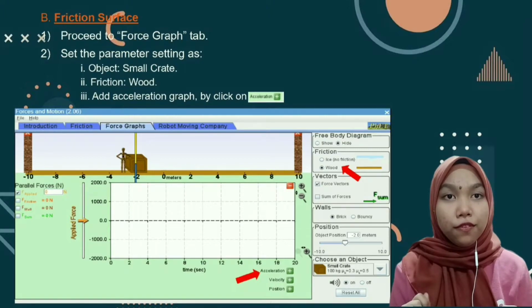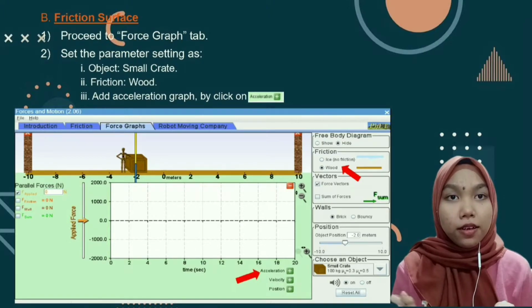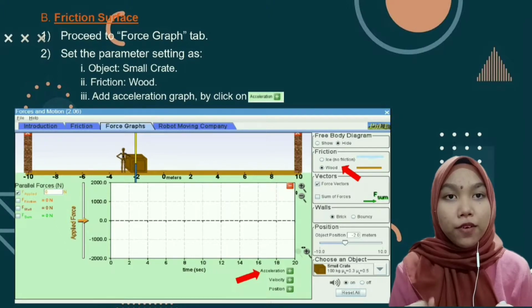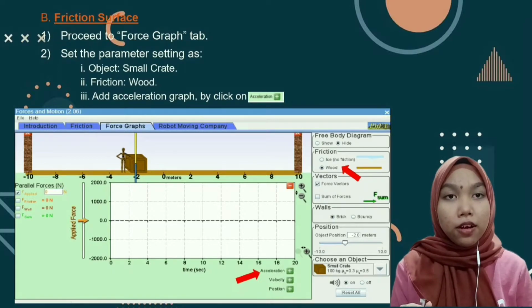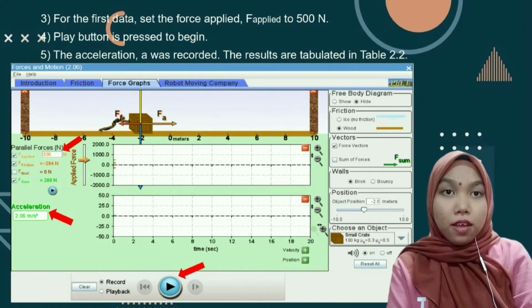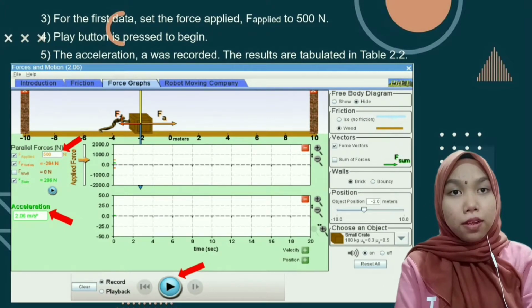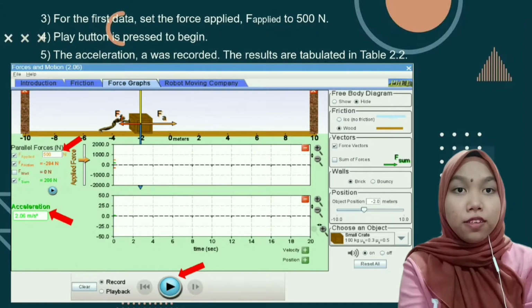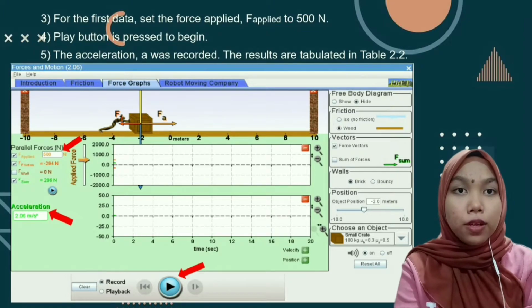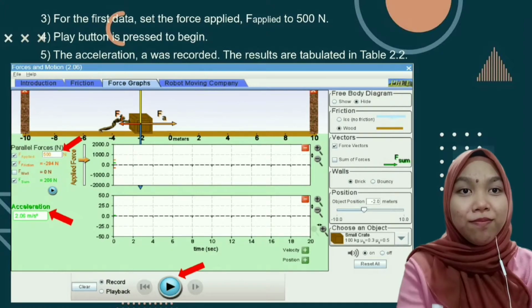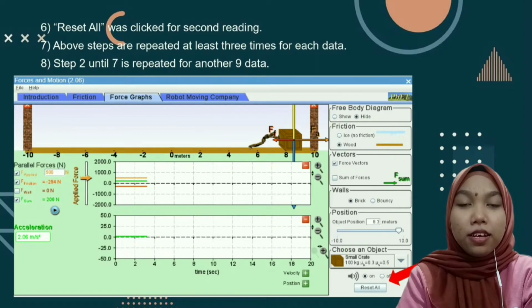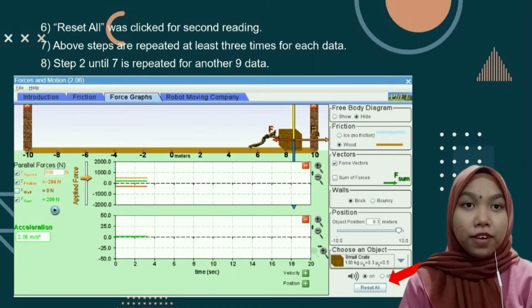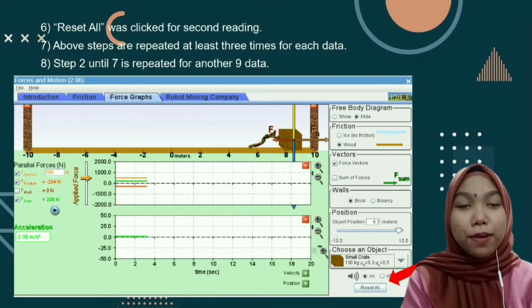First, proceed to the force graph tab, and then the parameter setting was set as follows: for the object, small crate; friction, wood; and the acceleration graph was added by clicking on the acceleration button. And for the next steps, it's similar to the procedure for non-friction surface, except that the results were tabulated in table 2.2. Here are the rest of the procedure. So with that, that's all for my part. Now I will pass my turn to my friends so that they can elaborate more about this experiment.